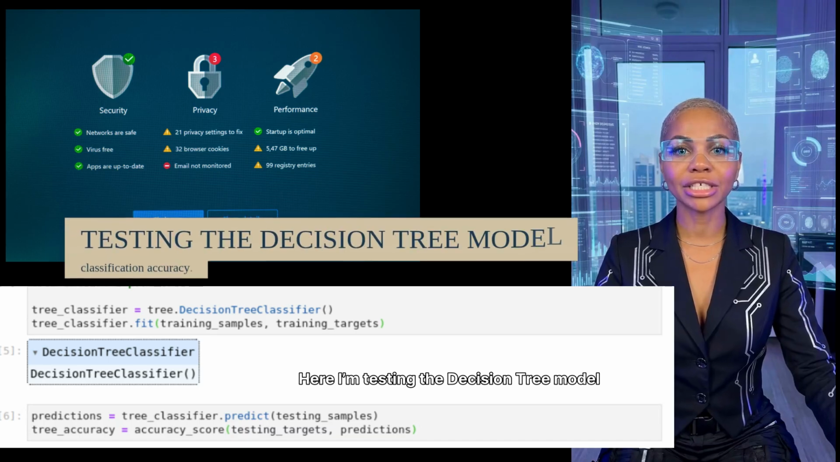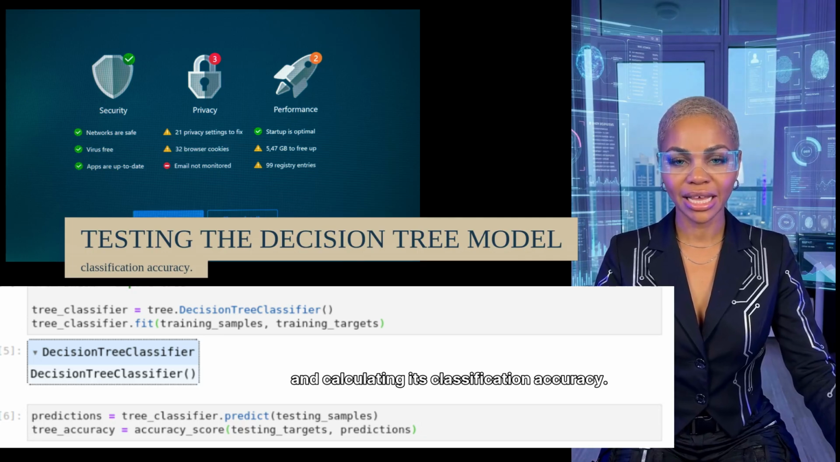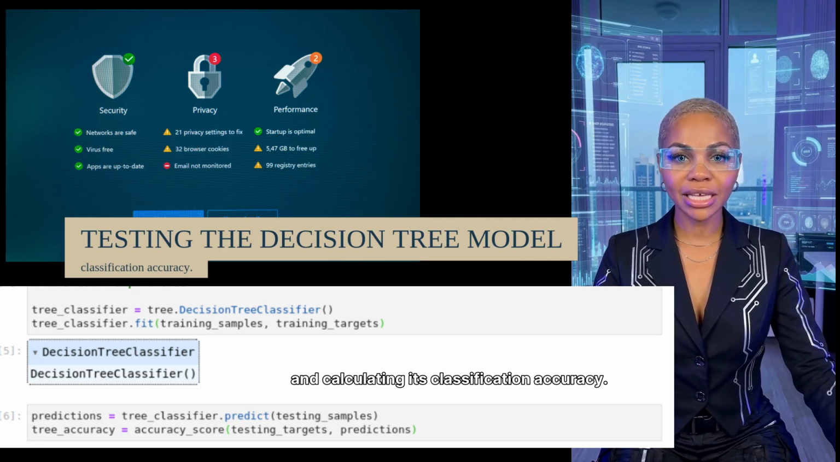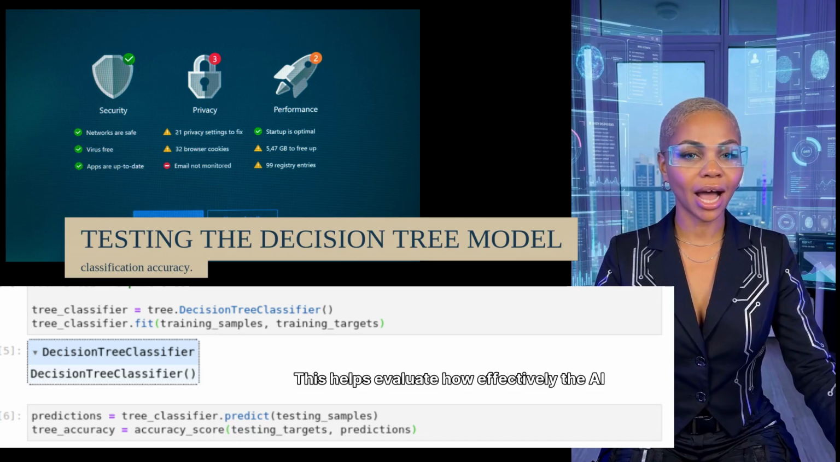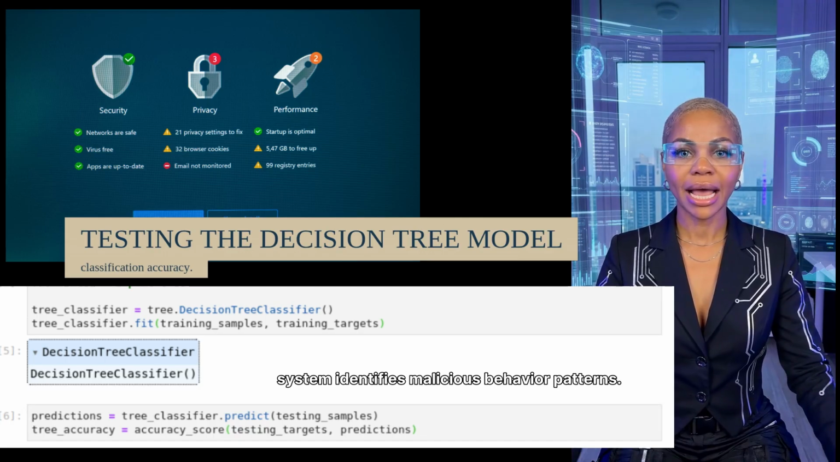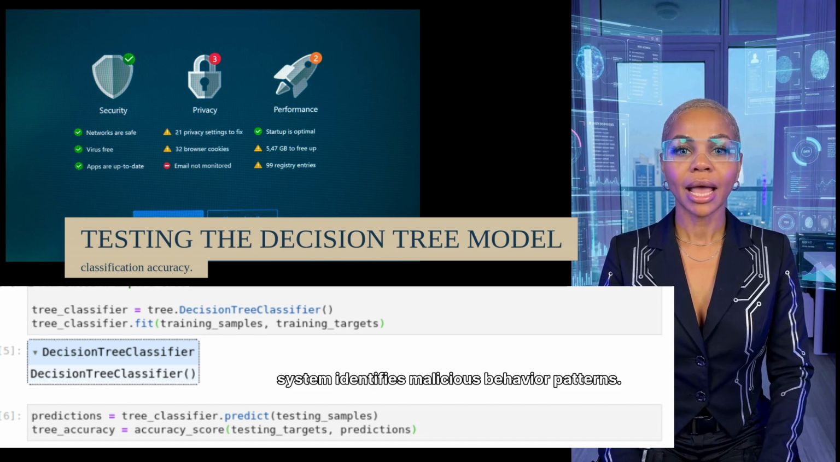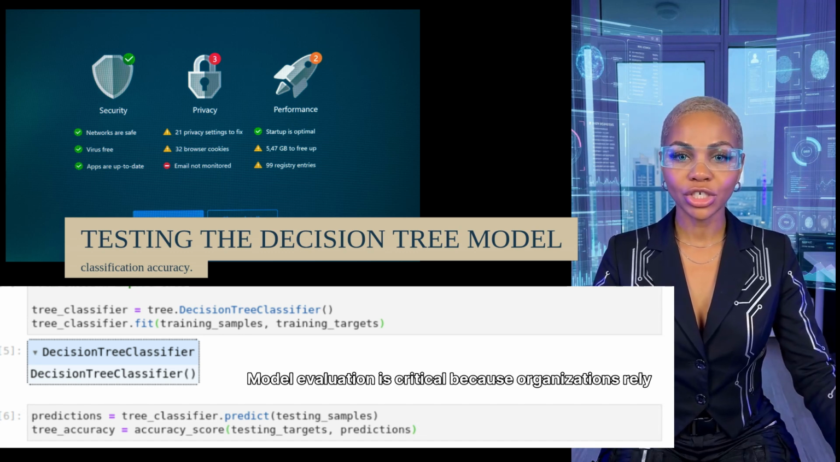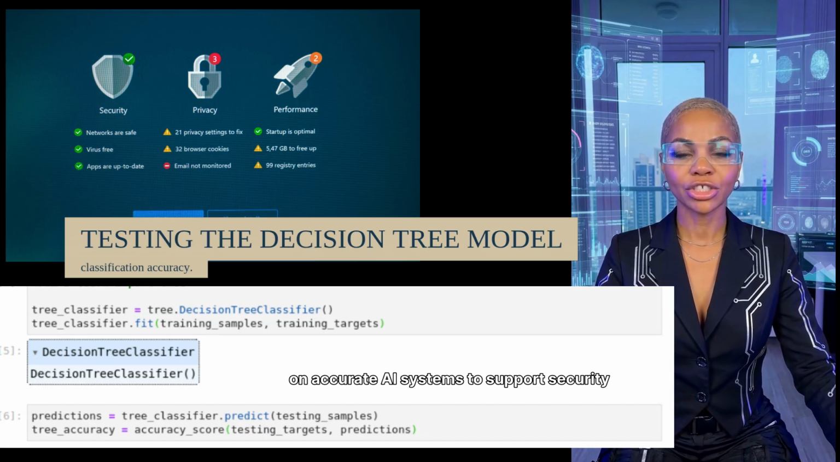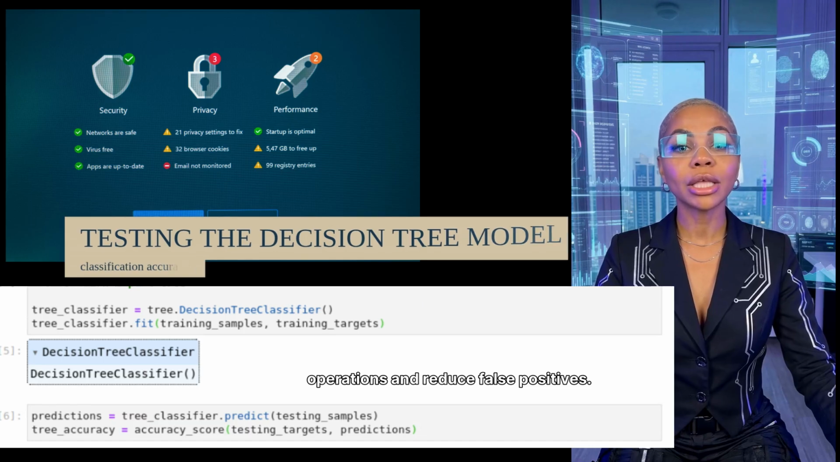Here, I'm testing the decision tree model and calculating its classification accuracy. This helps evaluate how effectively the AI system identifies malicious behavior patterns. Model evaluation is critical because organizations rely on accurate AI systems to support security operations and reduce false positives.